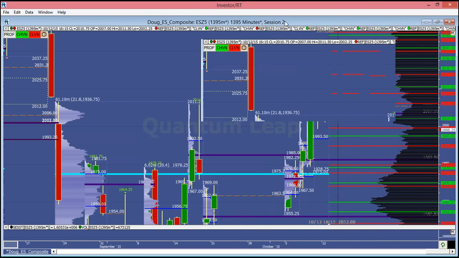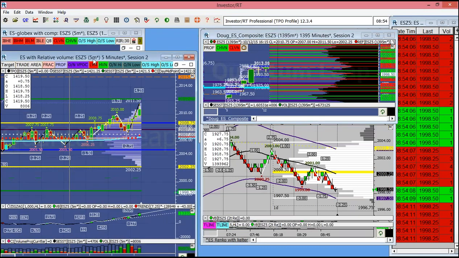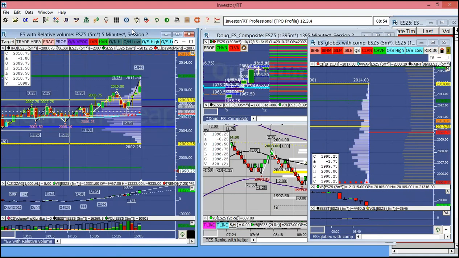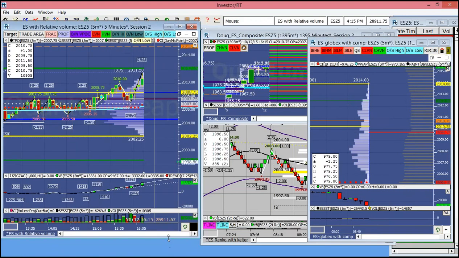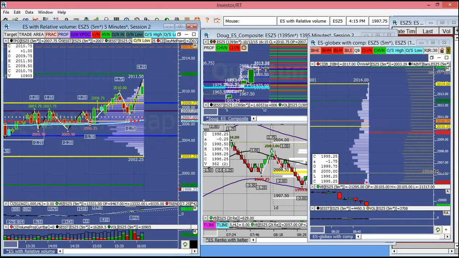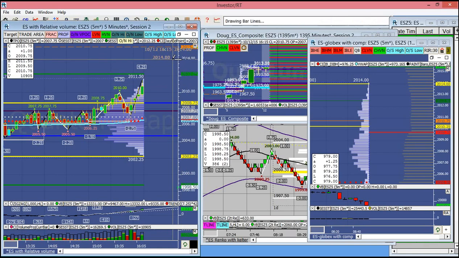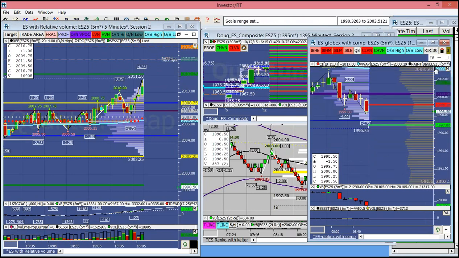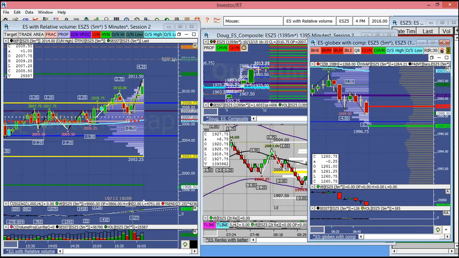So let's take a look at where we are at in the Globex and start taking a look at where we want to look for trades today and what our main hypotheses are. So let's start with the overnight high and overnight low. We have an overnight high, one tick higher than that 1375 at 14. And our overnight low is all the way down at 96.75, I believe it is, 96.75.